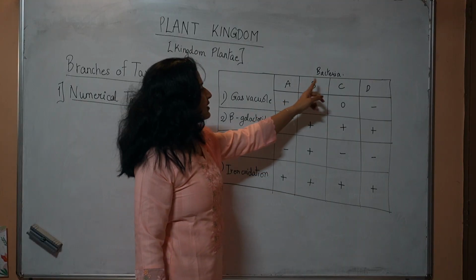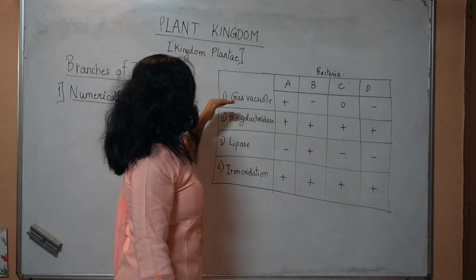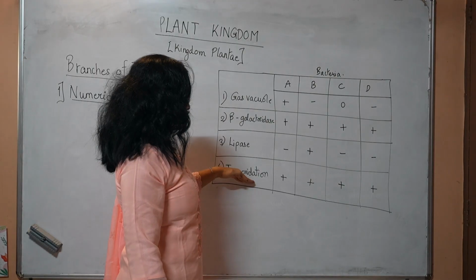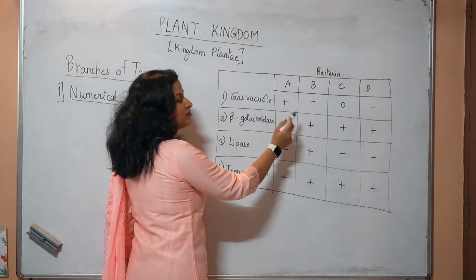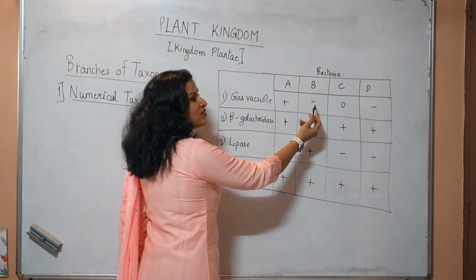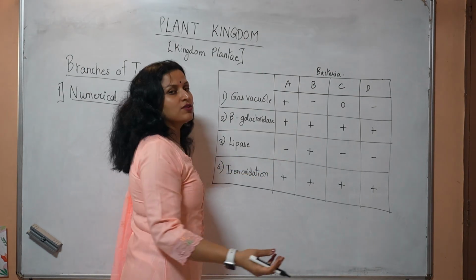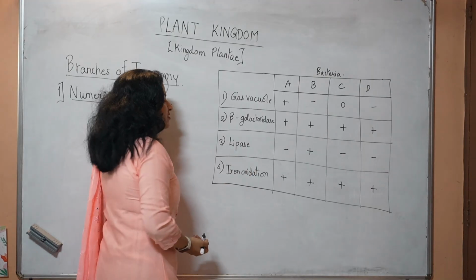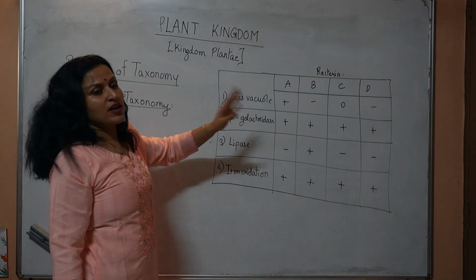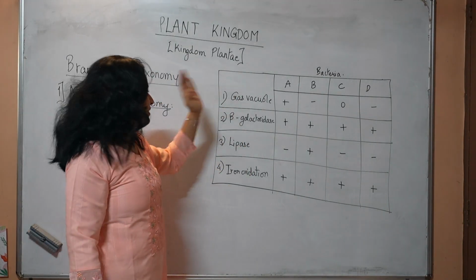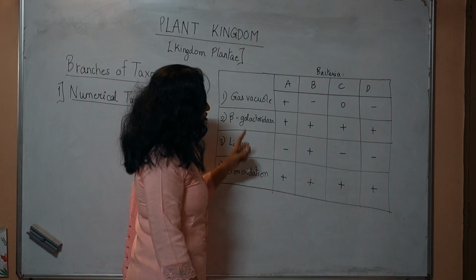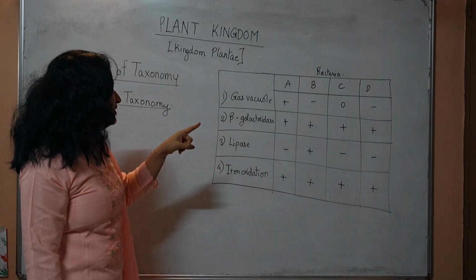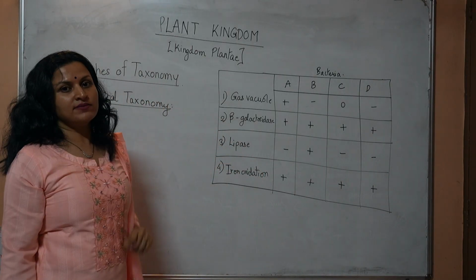I've given 4 different bacteria here, A, B, C and D, and these are the different morphological characters I've considered. Positive outcomes are denoted by a plus sign, and negative if that feature is absent in it. 0 is denoted when the feature is unknown. Different enzymes are given, like beta-galactosidase, lipase, iron oxidation, whether present or absent in this bacteria. Now analyze this table and tell me which of these bacteria is most closely related to A. Observe this table and tell me.